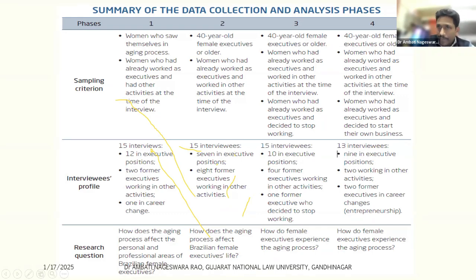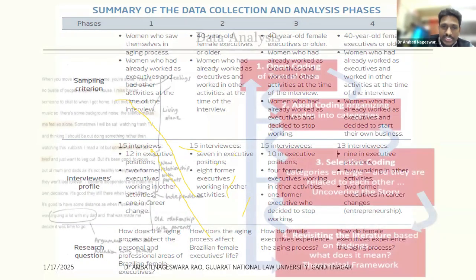The researcher collected data from 15 people, those who are working as executives. But what are the codes? What are the results the researcher got?